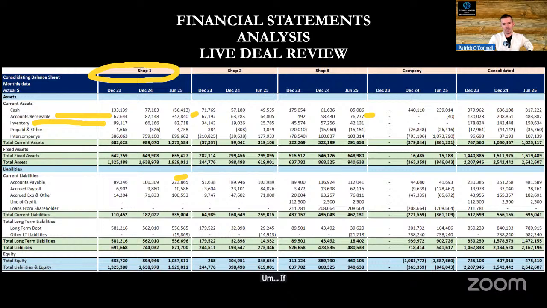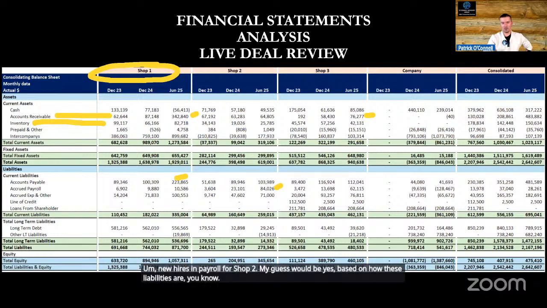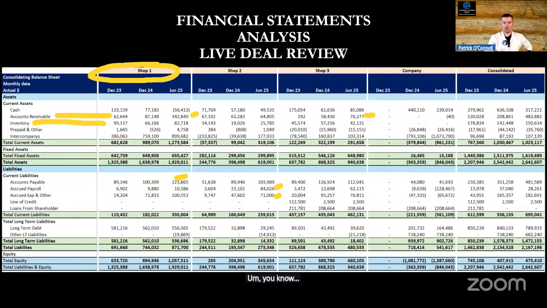If we continue scrolling through, it looks like Shop 2 has significant accrued payroll in June of 25. I would ask if they had new hires in payroll for Shop 2. My guess would be yes, based on what the liabilities are telling us. You'll also see that accrued expenses increased 71,000. I would want to unpack what those accrued expenses are. Is it material? Why have they changed, etc.